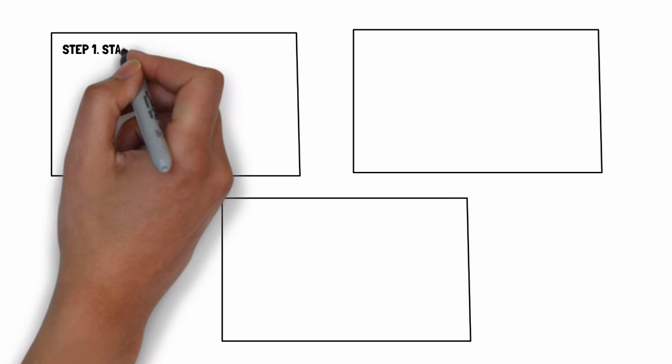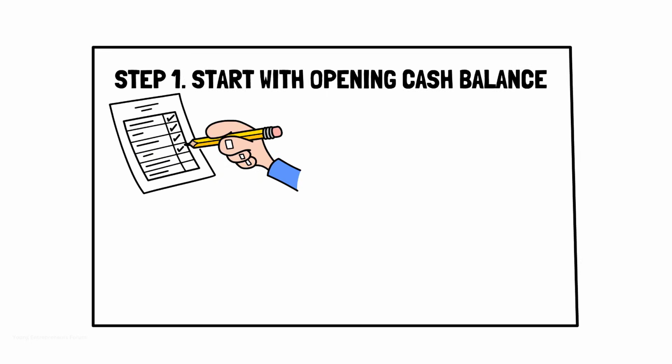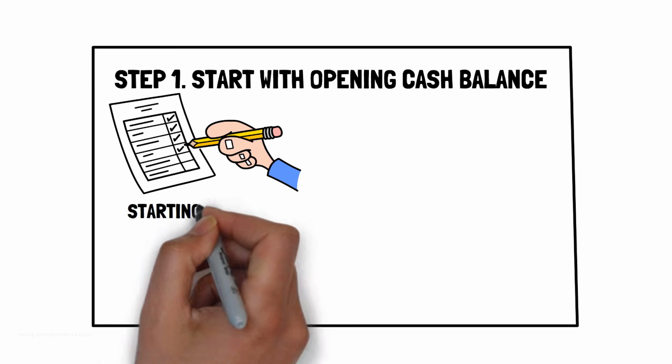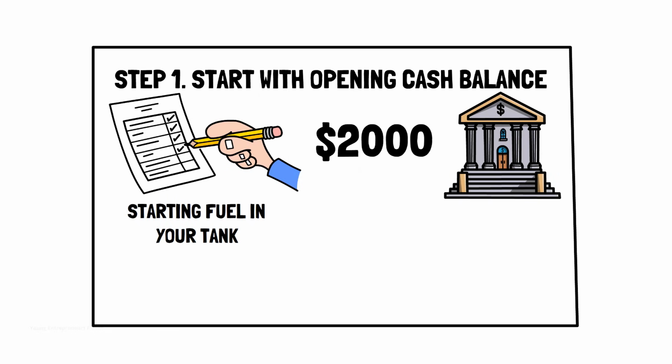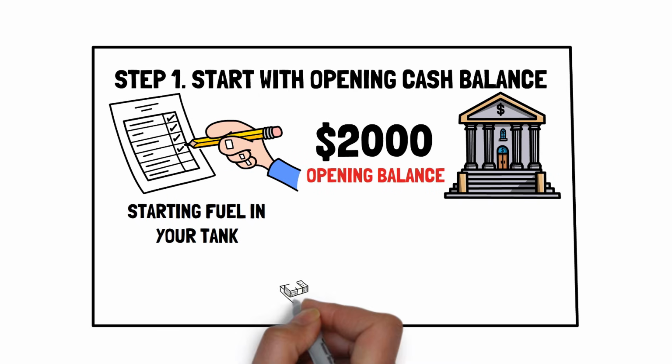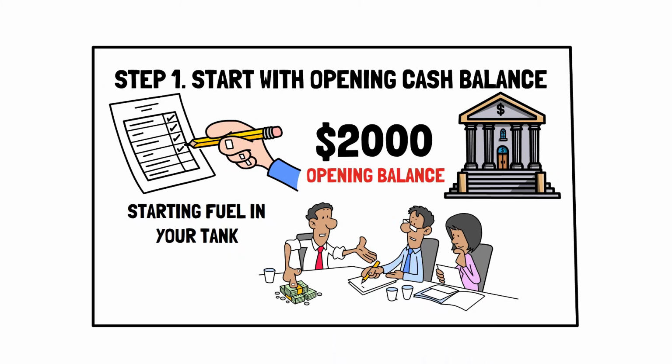Step number 1. Start with your opening cash balance. This is the amount of money you already have at the beginning of the month. Think of it as the starting fuel in your tank. If you begin the month with $2,000 in your bank account, that's your opening balance. This number is important because it sets the base for all calculations that follow.